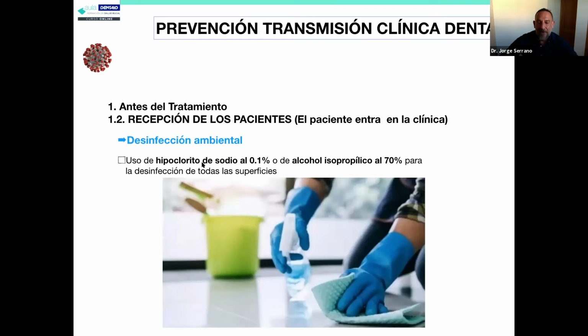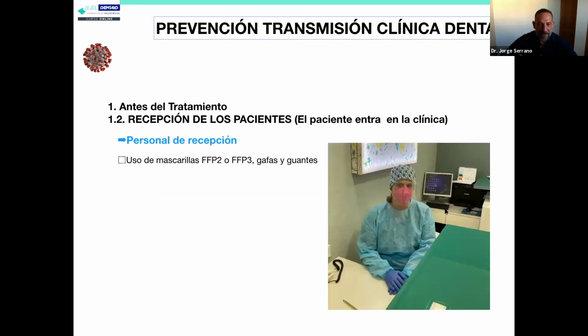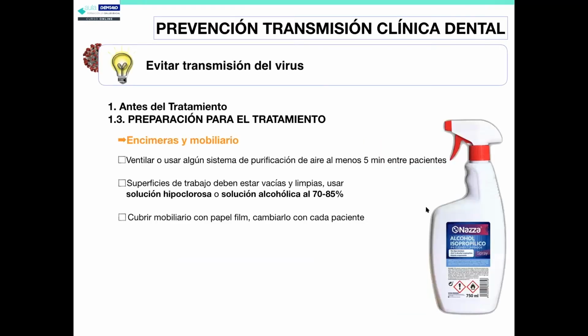How do we carry out this environmental disinfection? We use sodium hypochlorite 0.1%. And on those surfaces where we cannot, we use isopropyl alcohol 70%. These are the substances which we are going to use to disinfect the surfaces in the dental office. What about the reception staff? They should use a mask, FFP2, and glasses or face shield and gloves. And if they can cover their hair also and wear a gown, even better.